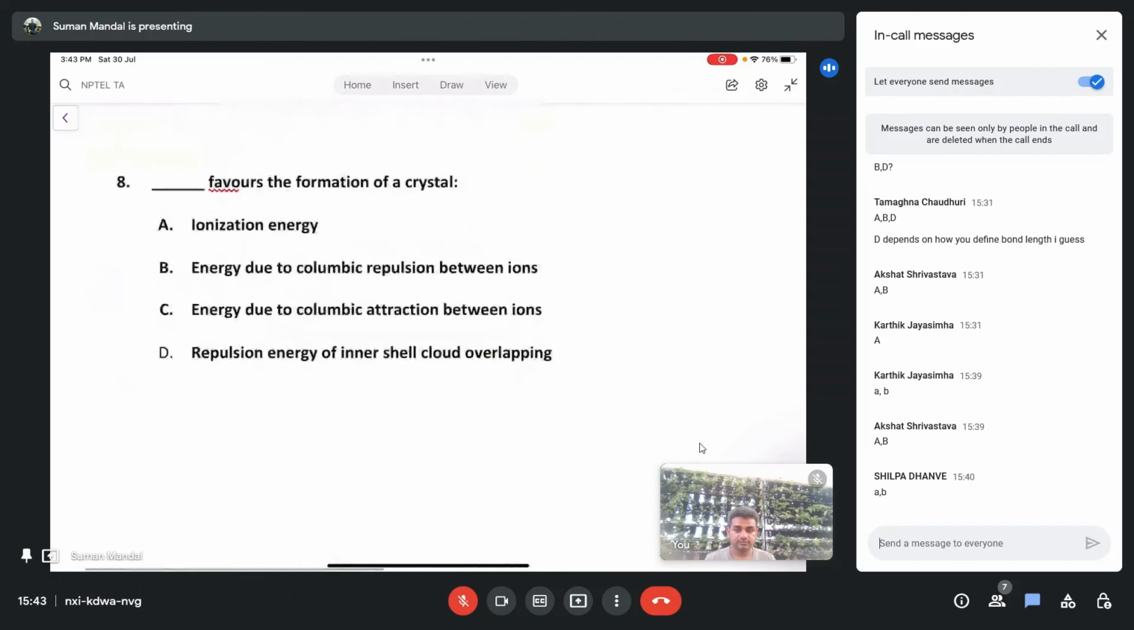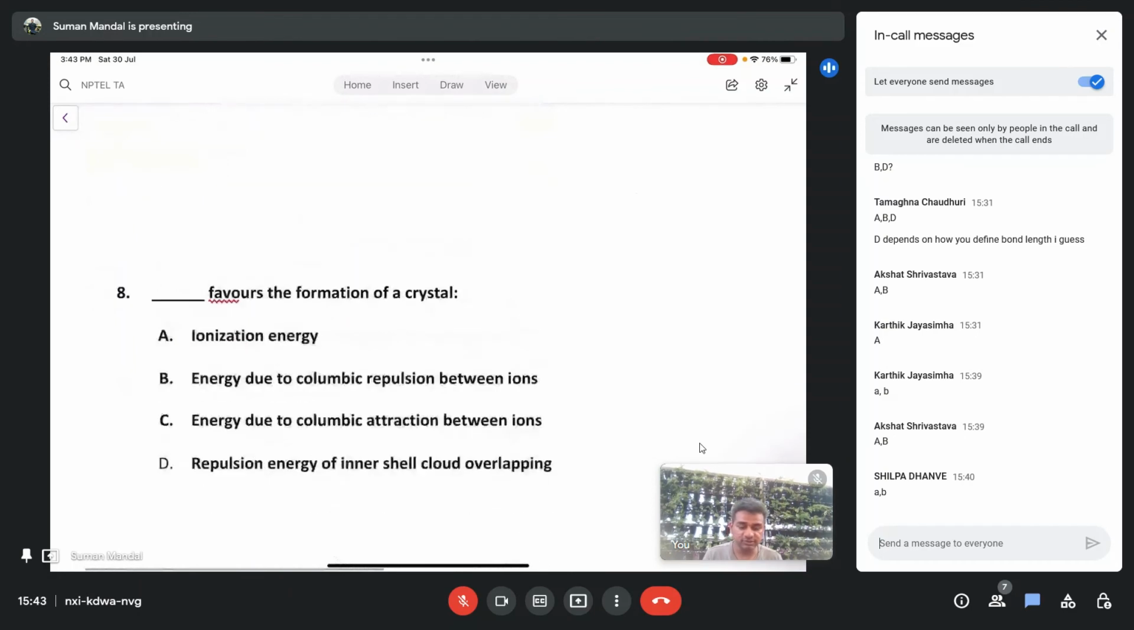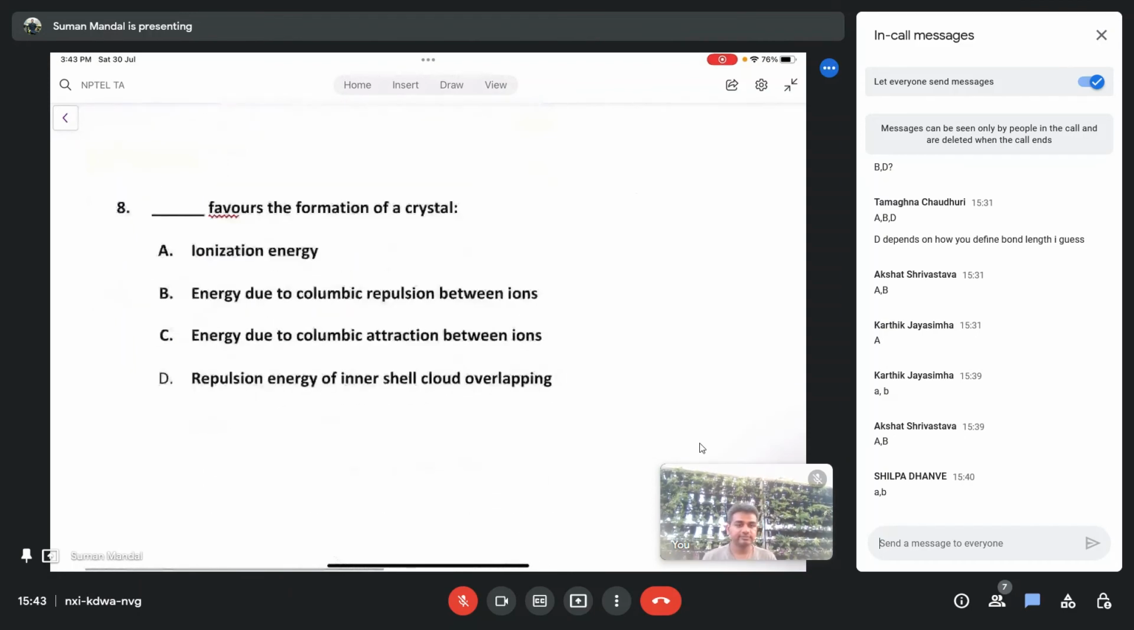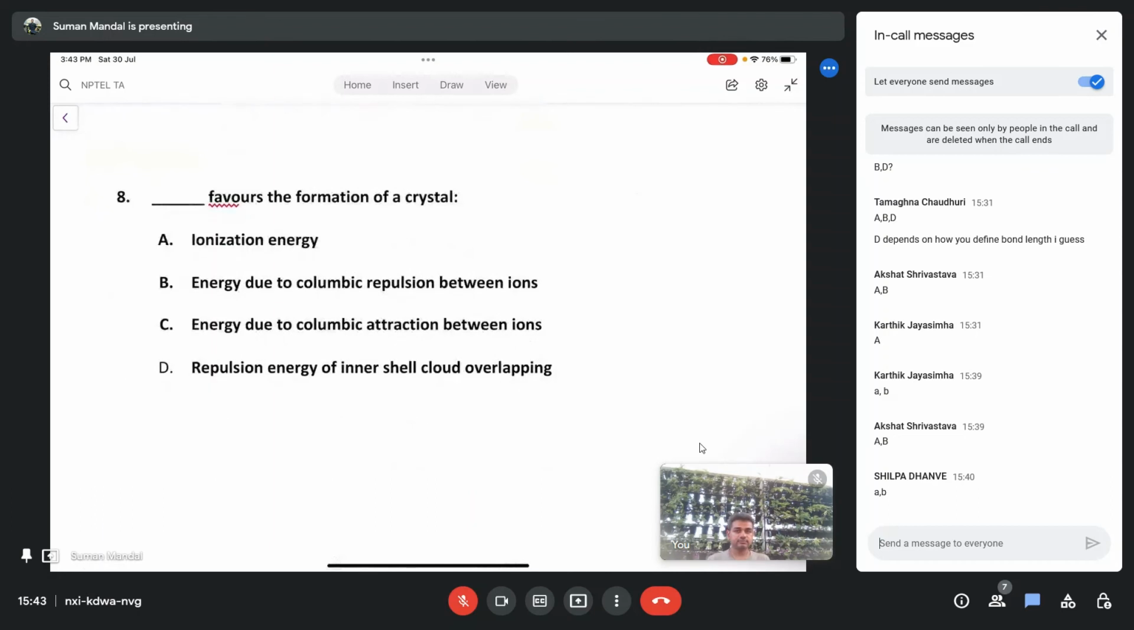Okay. So what favors the formation of a crystal? Ionization energy, Coulombic repulsion between ions, Coulombic attraction between ions, or repulsion rate of inertial cloud overlapping. C, B, C, C. Okay.